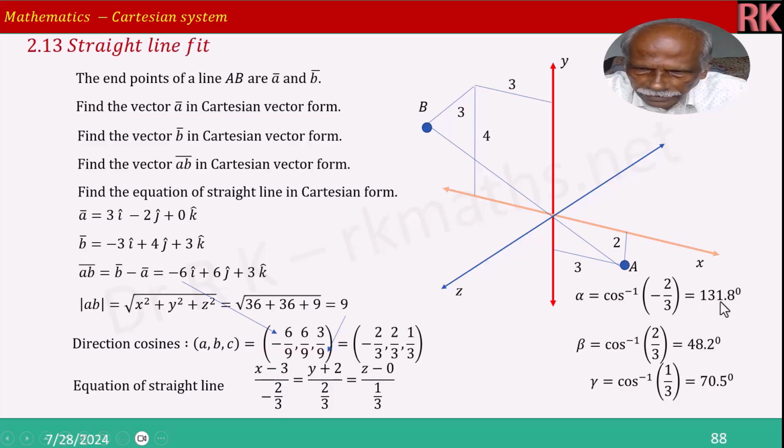And the angles are given like this here. Alpha is equal to cos inverse of minus 2 by 3, beta is cos inverse of 2 by 3, and gamma is cos inverse of 1 by 3.